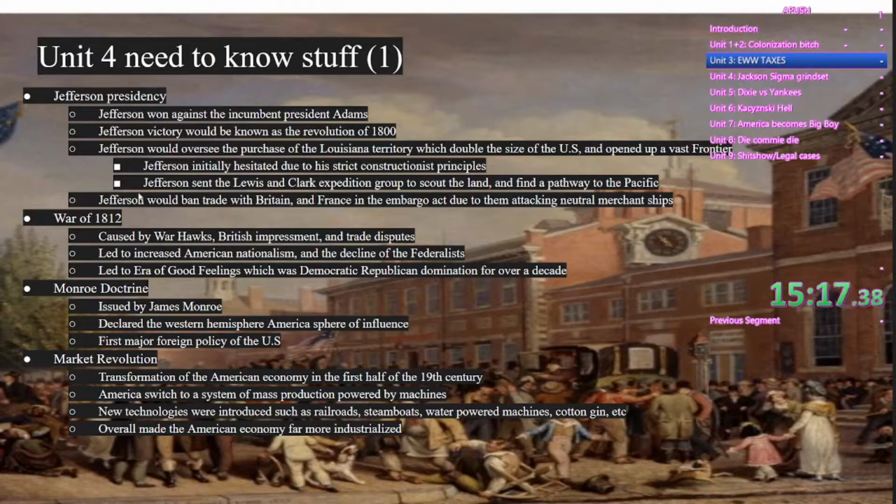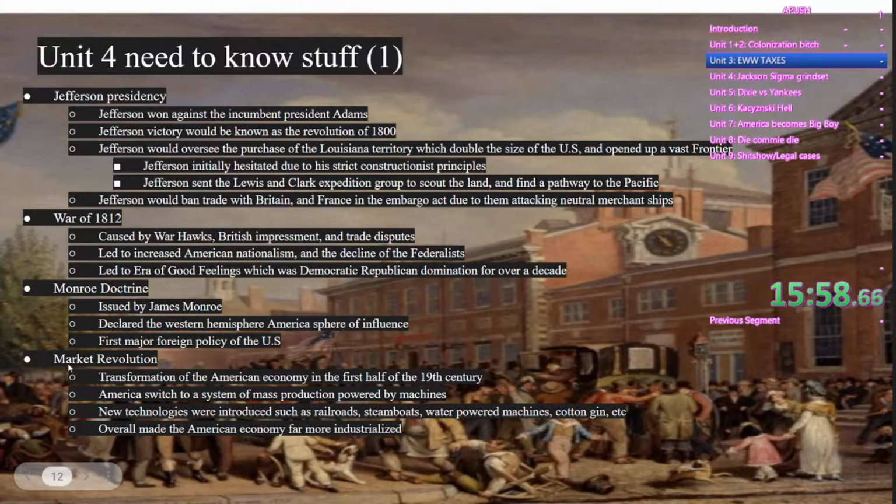So, that's pretty much what you should know. War of 1812, causation: war hawks, British impressment, and trade disputes. Its effects were that it led to increased American nationalism and pretty much the end of the Federalist Party in any significant capacity. It also led to the Era of Good Feelings, which was pretty much Democratic-Republican domination for over a decade. The Monroe Doctrine was issued by James Monroe, who was the fifth president. It basically declared the Western Hemisphere as America's sphere of influence, and was the first major foreign policy of the U.S.